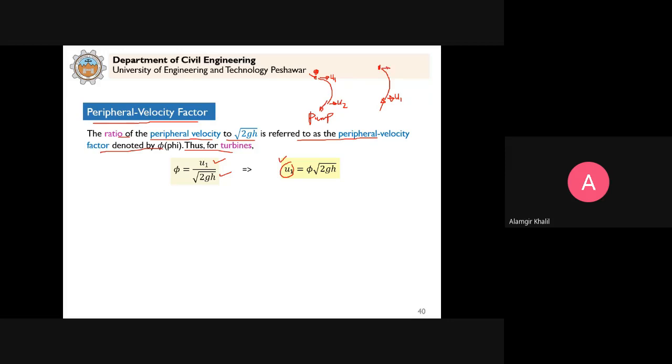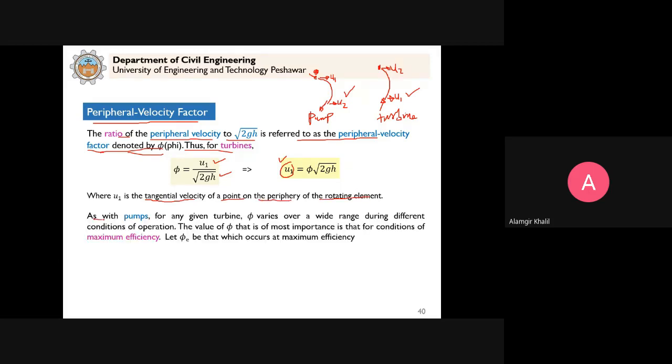And this will be U2. So this is for the turbine. So that's why when it rotates, for a pump we consider U2 in here, and for a turbine we consider U1 here for this peripheral velocity factor. So U1 is the tangential velocity of a point on the periphery of the rotating element.